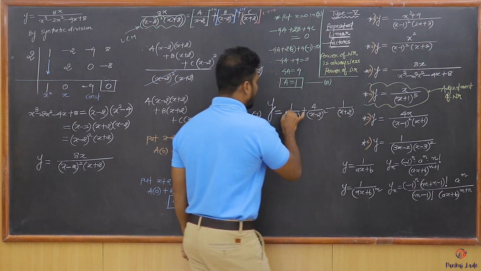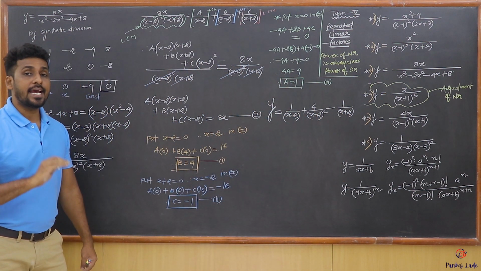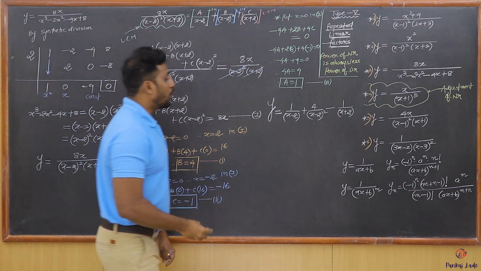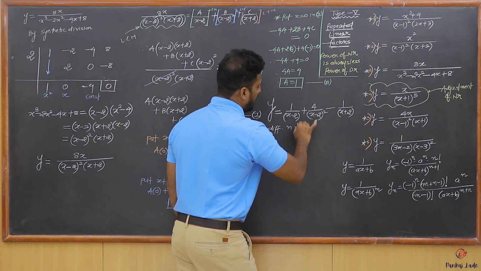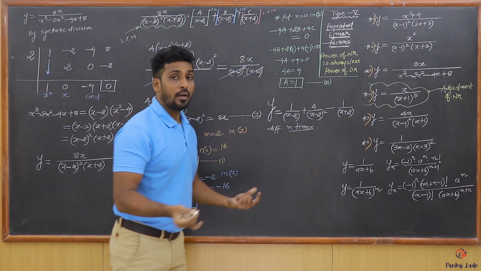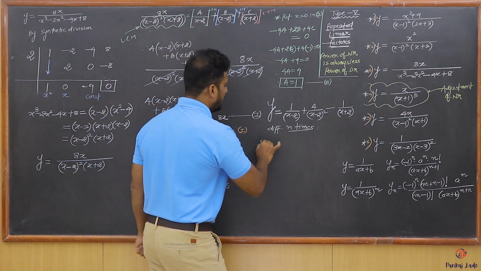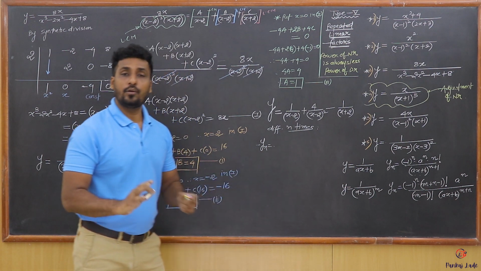You know the formula for 1 upon ax plus b as well as 1 upon ax plus b raised to m. So I'm going to differentiate n times here. If I differentiate n times, students, what will I be getting? I'll be getting yn is equal to, this is 1 upon ax plus b, very simple.